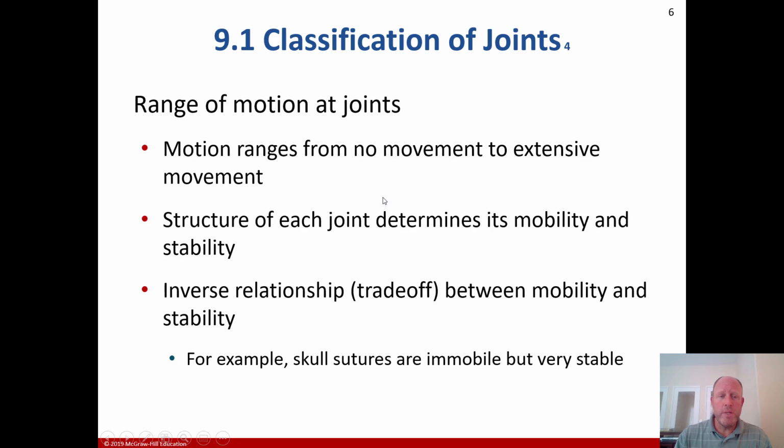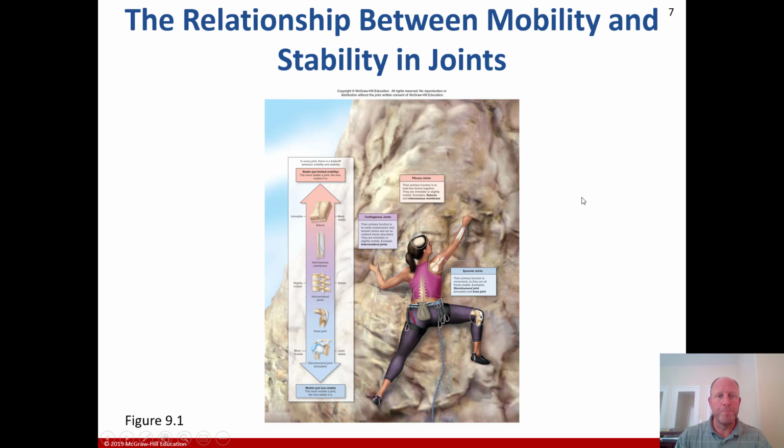As far as range of motion of joints, motion ranges from no movement to extensive movement, depending on the joint. And then the structure of each joint is going to be determinant for its mobility and its stability. There's an inverse relationship, typically speaking, between mobility and stability. The more mobile something is, the less stable it is. The more stable something is, typically the less mobile it is. You really can't have both, by the mere nature of the concepts. For example, the skull sutures are very immobile, but also very stable, for good reason, with your skull housing the brain and the spinal cord.